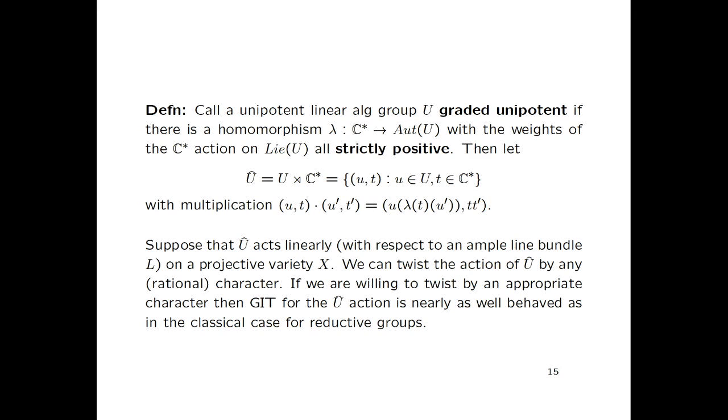So this is the setup where we've got a unipotent group, or the unipotent radical of the group that we're interested in, which is what we're calling graded unipotent. So we want to know that there's a one-parameter group of automorphisms of this unipotent group with all the weights of the induced action on the Lie algebra all strictly positive. So if you've got an upper triangular group of matrices and a diagonal C star which normalizes it, then that will certainly be the case.